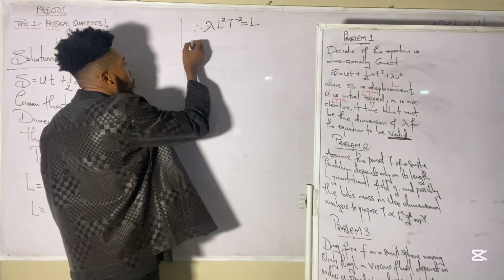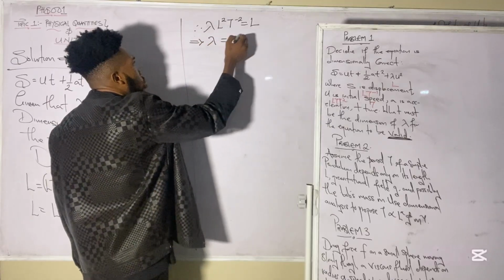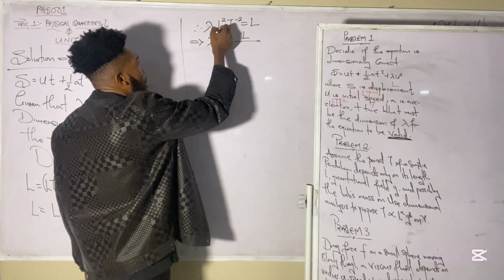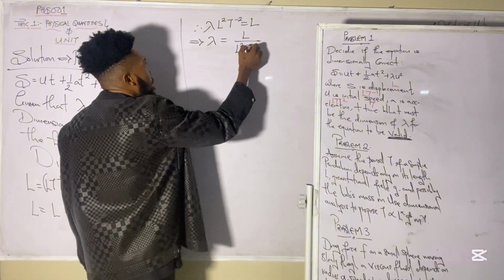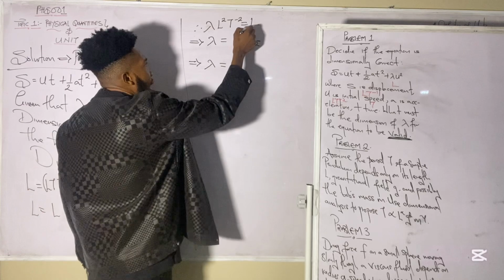So from here, we make lambda the subject of formula. Lambda will be equal to L all over L squared T minus 2. So what is lambda? Lambda can be equal to what?